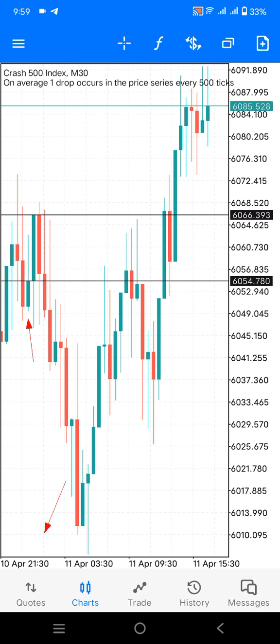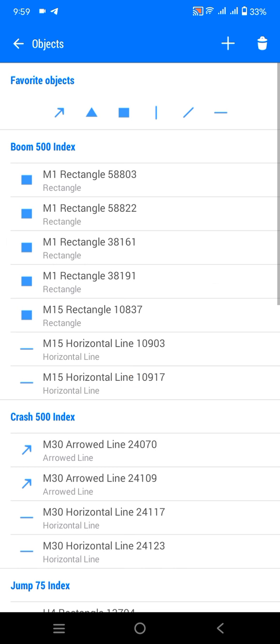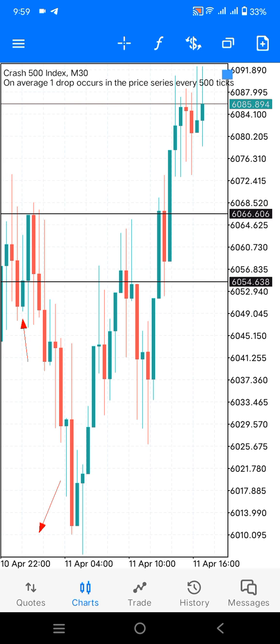Simply, you have to mark the start of the day. Look here, the start of the day, and the first two candles will show you the IB range. It's called the initial balance of the day. You have to mark the first two candles of the day. Simply click the horizontal line and put it on the high area and on the low area of the two candles at the start of the day, and here is our IB range.